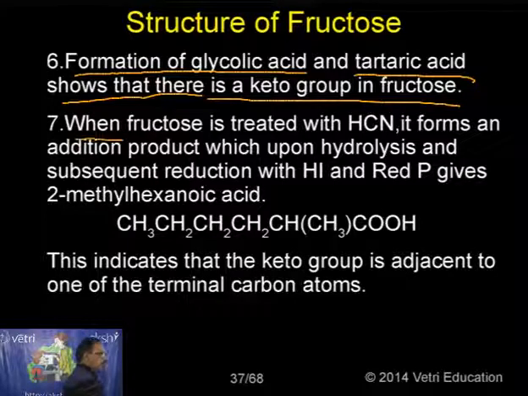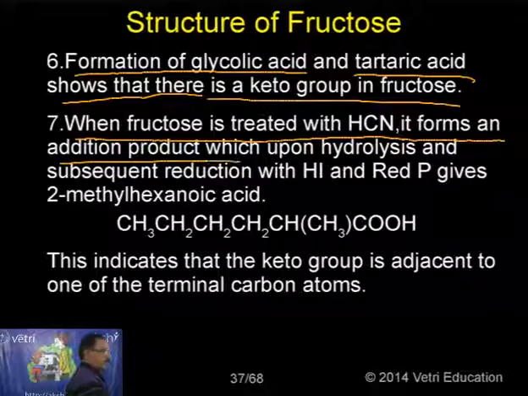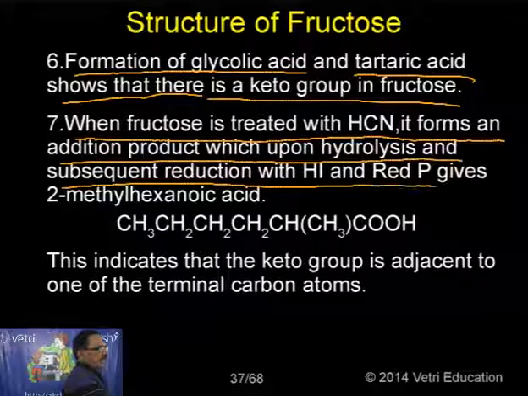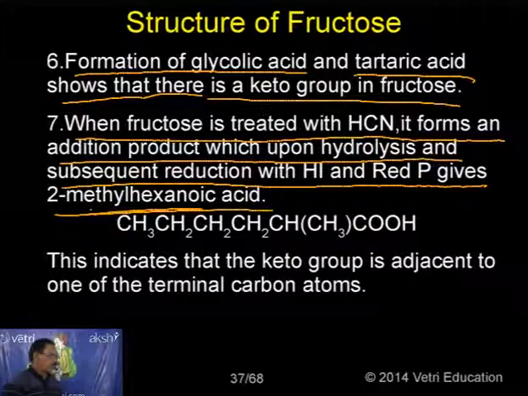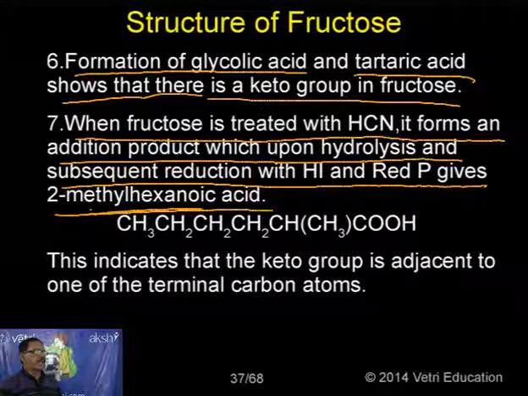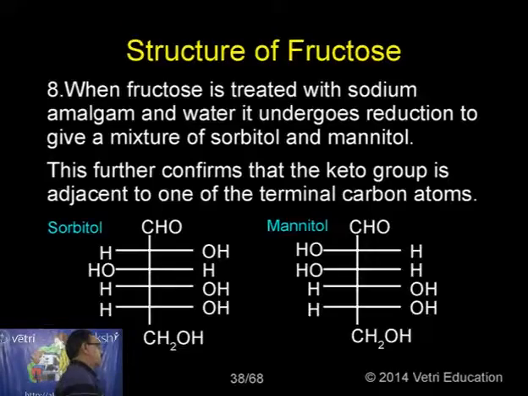Step 7. When fructose is treated with HCN, it forms an addition product which, upon hydrolysis and subsequent reduction with HI and red phosphorus, gives 2-methylhexanoic acid. This indicates that the keto group is adjacent to one of the terminal carbon atoms. This is the most important information I want to convey.